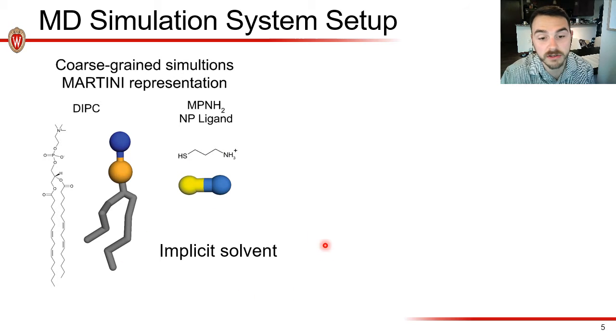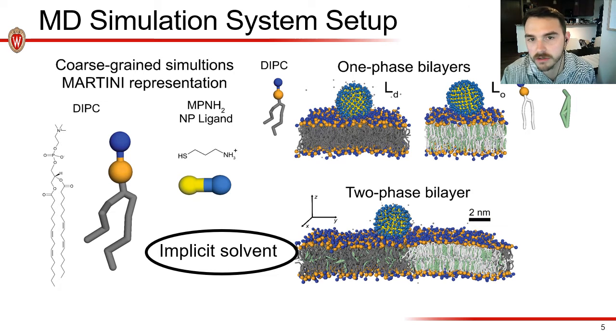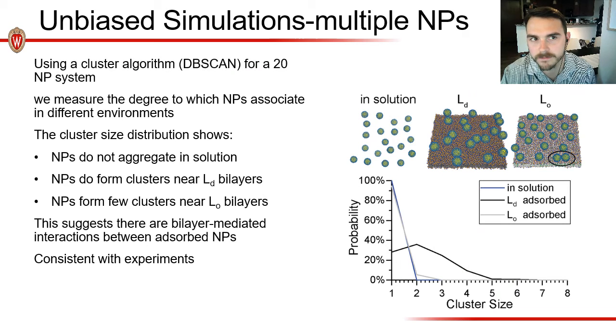In this case, we're also using implicit solvents, so we can scale up these simulations much larger. And then we're going to model the one-phase bilayer interactions and the solution, and then we're going to move on to the two-phase bilayer interactions.